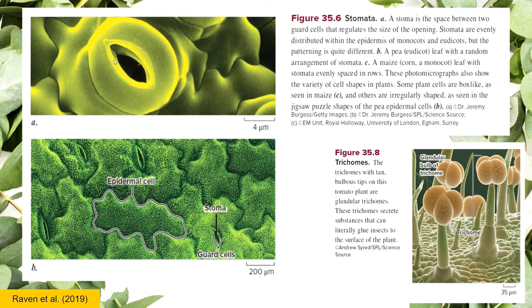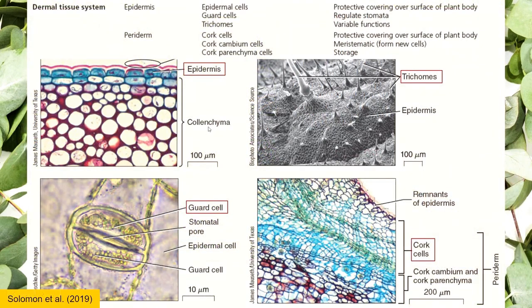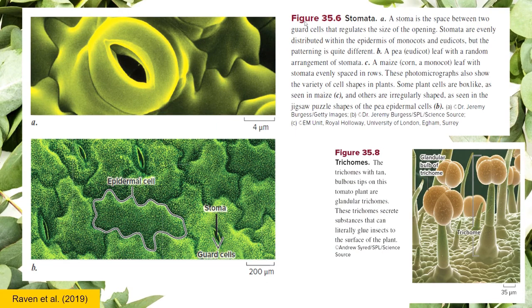The stomata, you can see it here. A stoma is the space between two guard cells, and the guard cells are the ones that regulate the size of the opening. They are evenly distributed within the epidermis of monocots and dicots. Then you can see here epidermal cells, the stoma, the opening, and the guard cells protecting it. Trichomes are the ones that secrete substances that can literally glue insects to the surface of a plant. These are found in some types of plants.